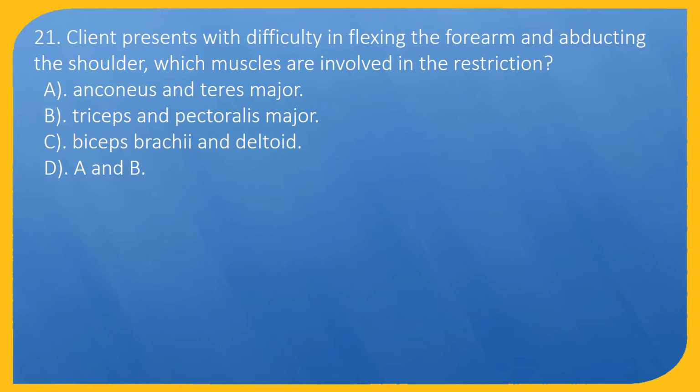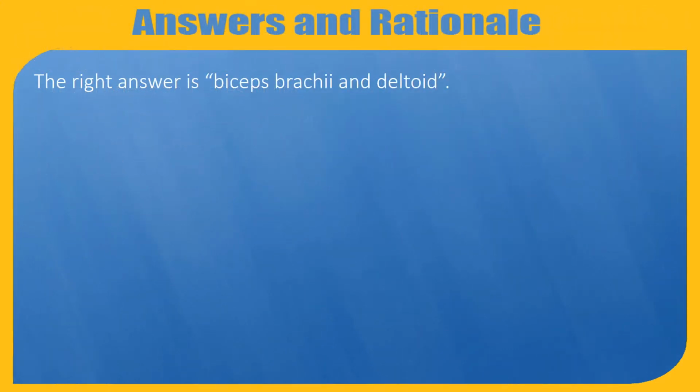Question 21. Client presents with difficulty in flexing the forearm and abducting the shoulder. Which muscles are involved in the restriction? A. Anconeus and teres major. B. Triceps and pectoralis major. C. Biceps brachii and deltoid. D. A and B. The right answer is biceps brachii and deltoid.